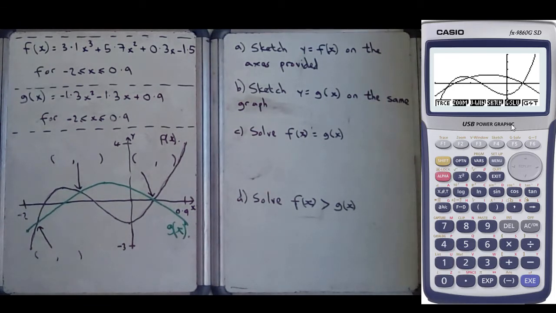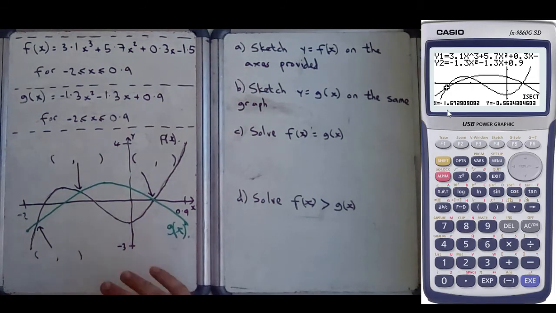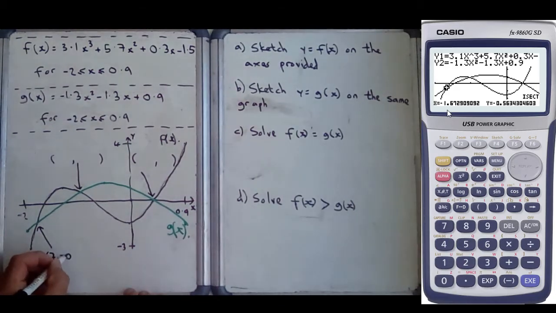So Shift G solved, F5, I'm looking for the intersection, ISCT. So the first one, it's gone straight there. X is minus 1.6729, Y is minus 0.563. So remember, unless you're told to do otherwise, you should give decimals like this to three significant figures. So x is minus 1.67, and y is minus 0.563.